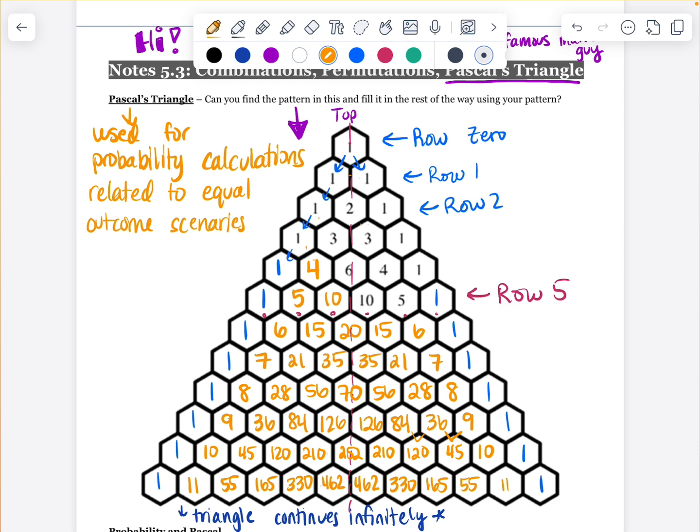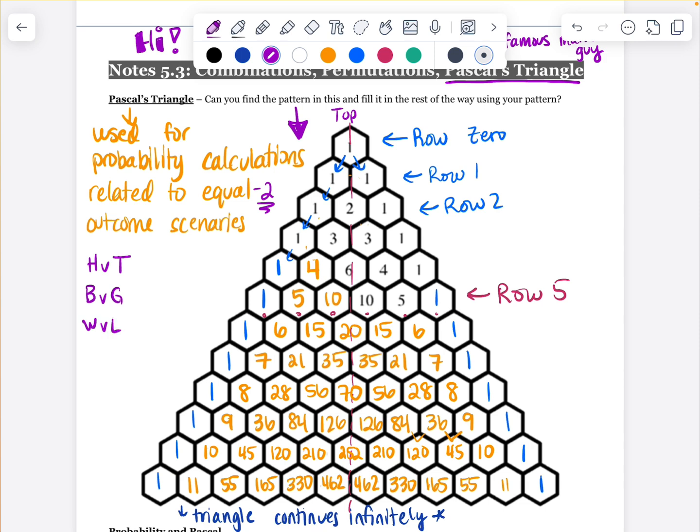And I guess to be more specific, it should be equal outcome scenarios. Okay? So, you know, heads versus tails, equal outcome. Boy versus girl, is somebody having a boy or a girl? That sort of a thing. Okay? Unless there's significant reason to believe otherwise, a win versus a loss, right? Equal opportunity in those situations.